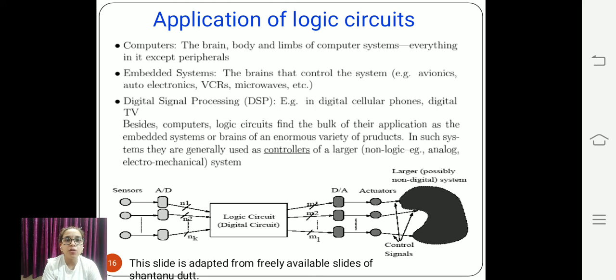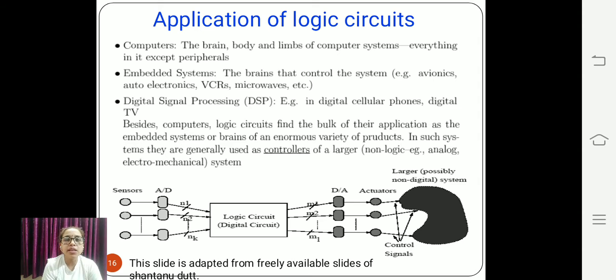Besides computers, logic circuits find the bulk of their application as embedded systems, or the brain of an enormous variety of products. In such systems, they are generally used as controllers of a larger non-logic analog electromechanical system. It may be used in an analog system, an electrical system, a mechanical system, or a combination, an electromechanical system.